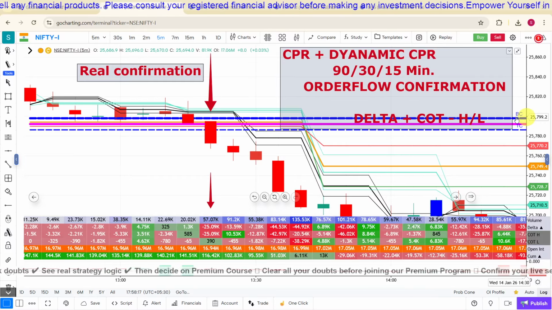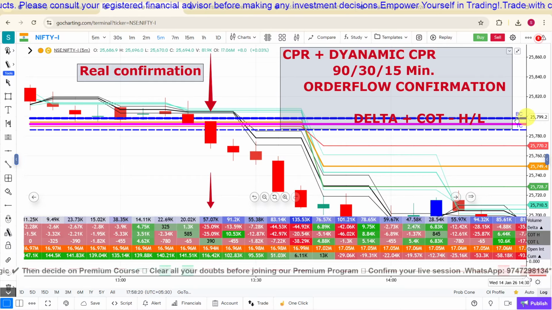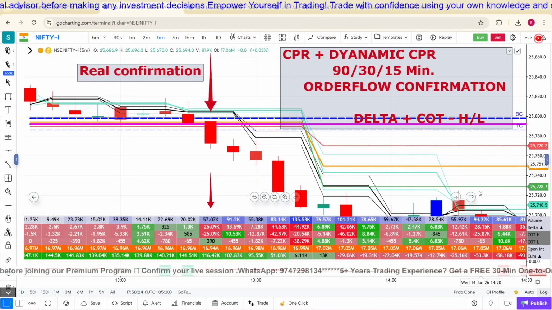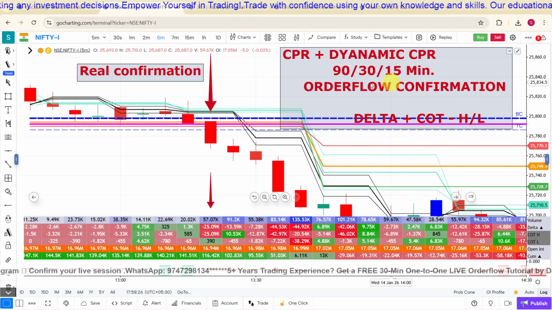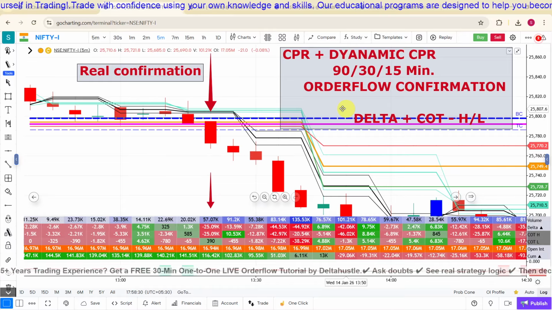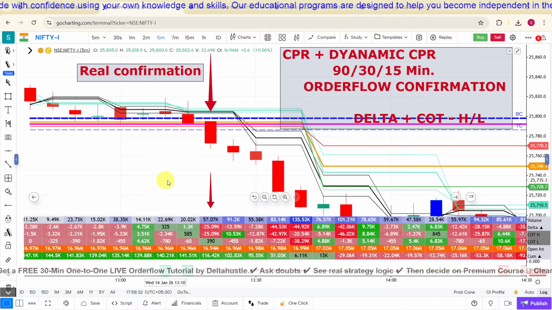And you can do the same strategy in TradingView also, price charts also. So the order flow confirmation is not there. You can use the volume confirmation, something like that. All right. So we can start.